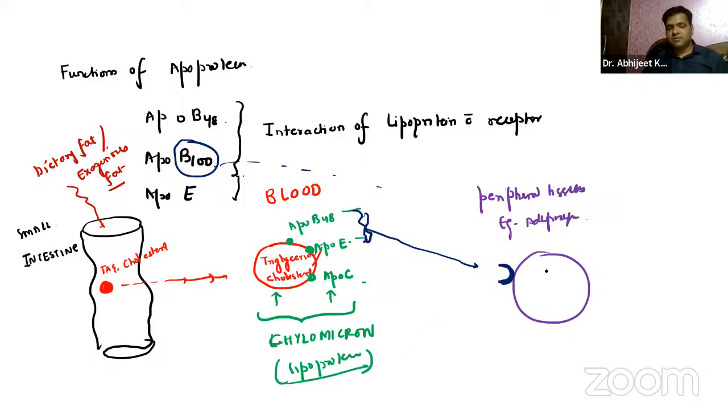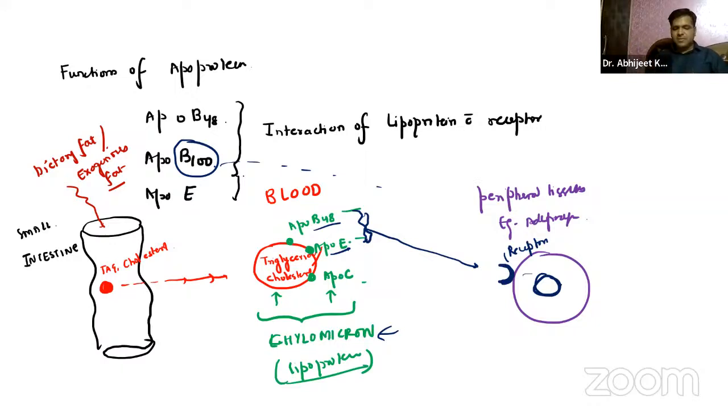Now, you already know this is the adipocyte, and it has these receptors. To identify these receptors, we have these protein molecules ApoB48, ApoE, and ApoB100 also. Since I've taken chylomicron, I'm not writing ApoB100 over here. ApoB100 is in very low density lipoproteins, right?